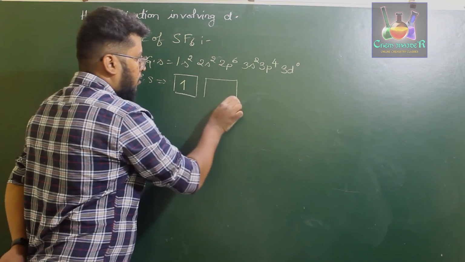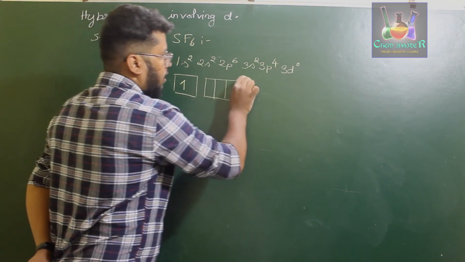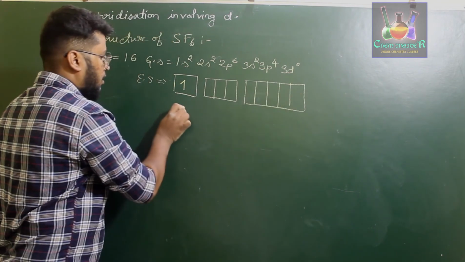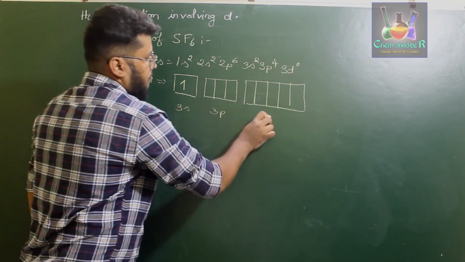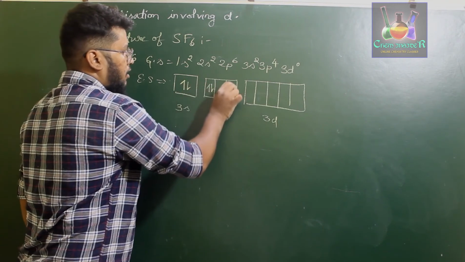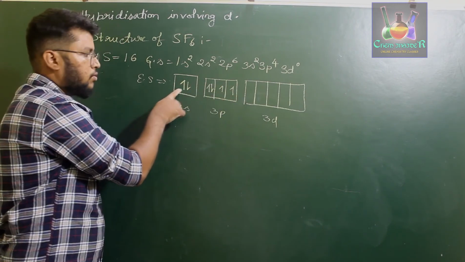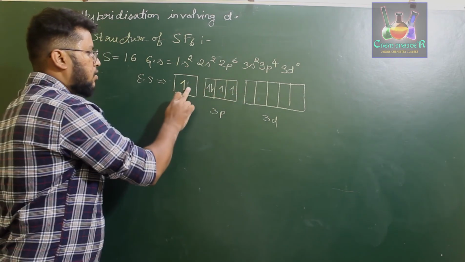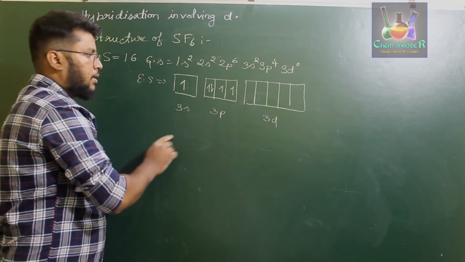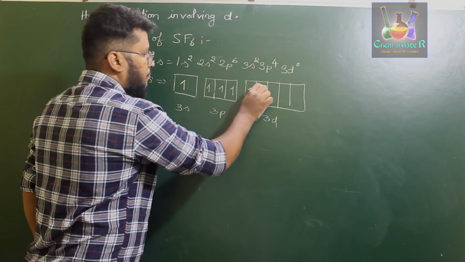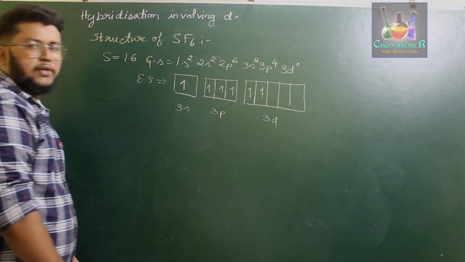So if you consider the s, p and d orbitals, this is the 3s, 3p and 3d. Each of them has electrons present like this: 3s2, 3p4 and 3d0. What happens in the excited state is one of the electrons from the 3s orbital and one of the electrons from the 3p orbital jumps to the empty 3d orbitals.